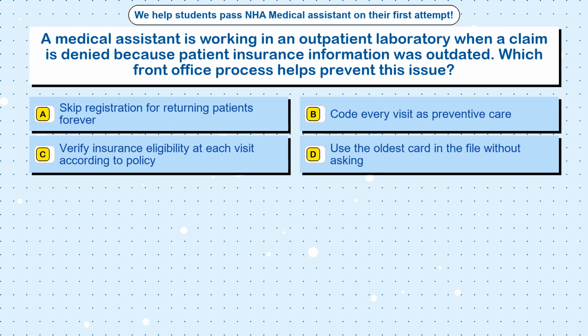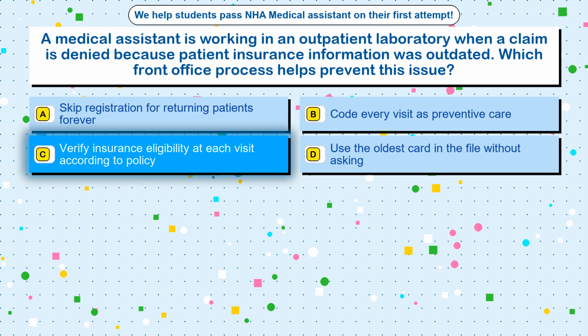Question 85. A medical assistant is working in an outpatient laboratory when a claim is denied because patient insurance information was outdated. Which front office process helps prevent this issue? Option A, skip registration for returning patients forever. Option B, code every visit as preventive care. Option C, verify insurance eligibility at each visit according to policy. Option D, use the oldest card in the file without asking. The correct answer is option C, verify insurance eligibility at each visit according to policy.